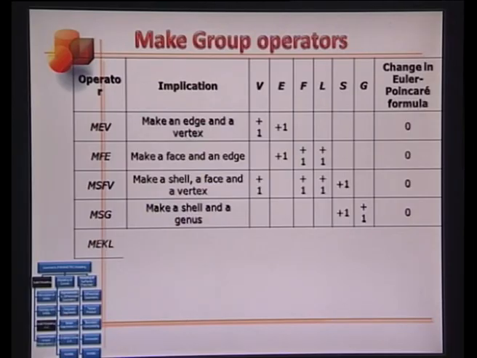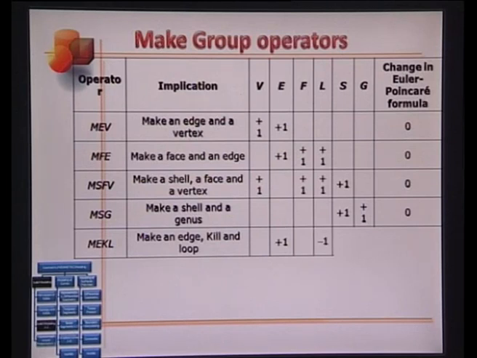Finally, make an edge and kill a loop. The operator MEKL. There is an increase in the number of edges, no increase in the number of faces. The number of loops gets decremented by 1, no increase in the number of shells nor the genus. Once again, there is no change in the Euler-Poincare formula.